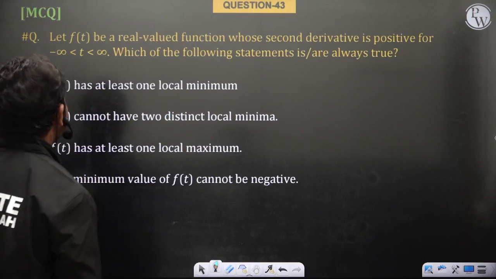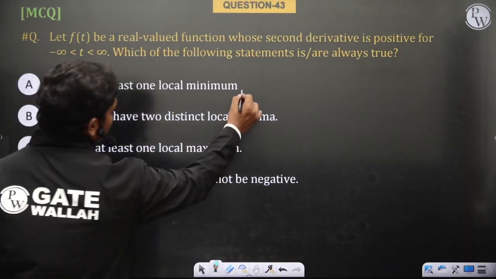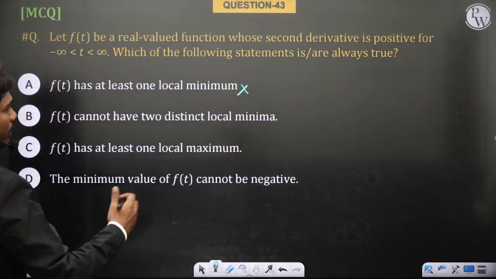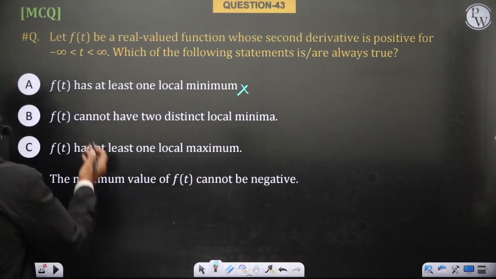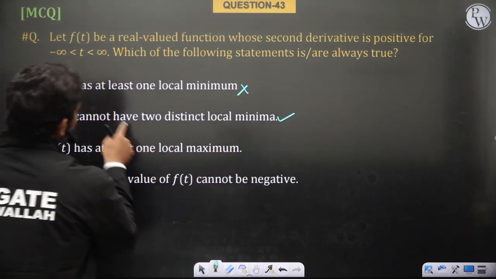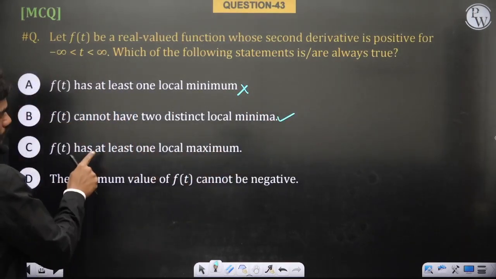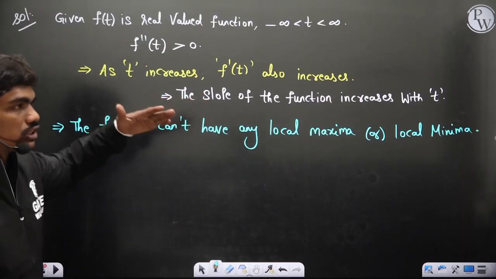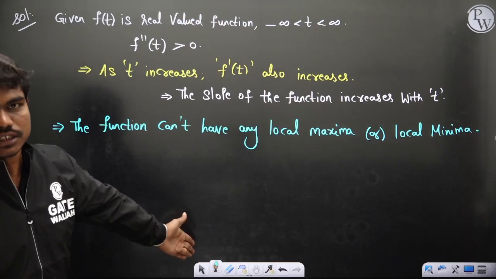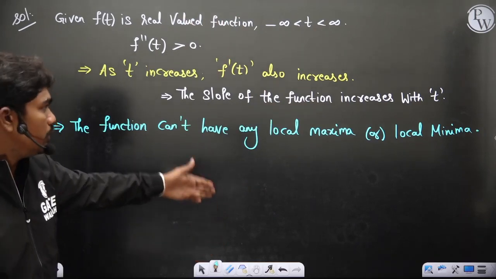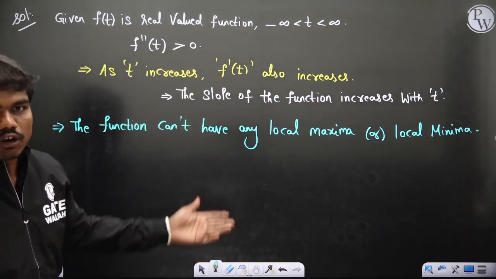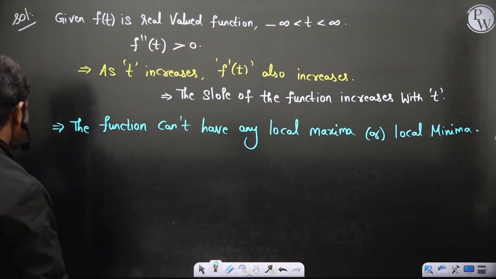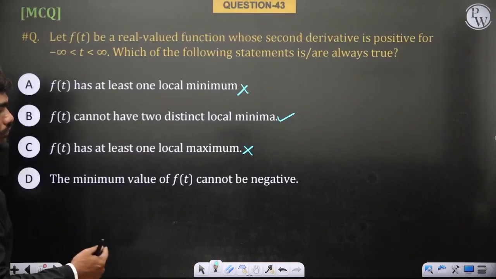So let's see the options. F of t has at least one local minima, so this point is wrong. F of t can't have two distinct local maxima, cannot, of course, yes, this is true. F of t has at least one local maxima, no, definitely it is wrong. As I told you, when the function is continuously increasing, like exponential functions or log functions, it cannot have local maximas or local minimas. Now, the minimum value of f of t cannot be negative. No, it can be negative.